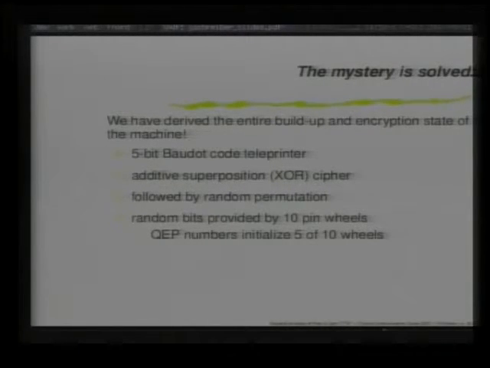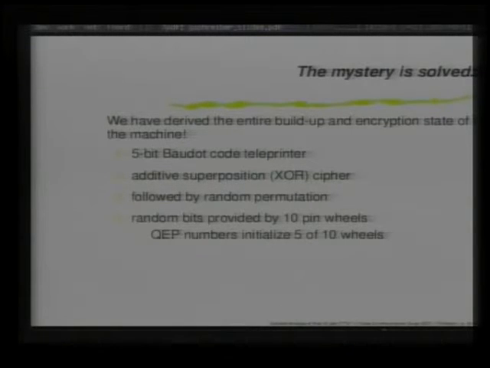This is pretty obvious. The rest of the state, that is, which wheels were controlled by the QEP numbers and what their initial positions were, is part of the secret state that was changed through a different channel, like once a day or once a week. So that would be the static crypto variable, the secret part, and the QEP numbers are the varying part of the crypto variable for each message.